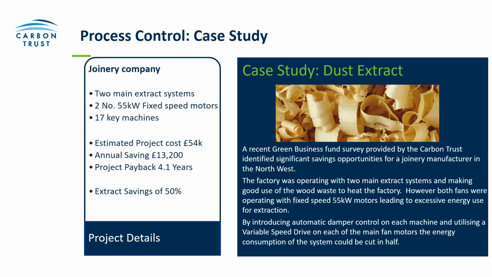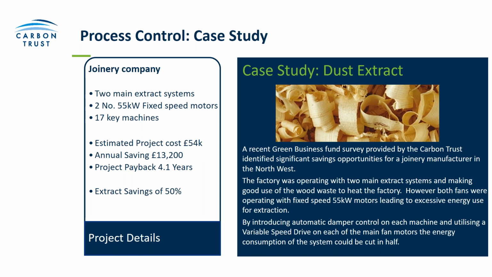So looking at a case study of that example, this was another project that came to us through the Green Business Fund. A joinery company had two main extract systems, two 55 kilowatt fixed speed motors, and they were operating 17 key machines across the factory. So the project cost to upgrade in this case was £54,000 for both extract systems.